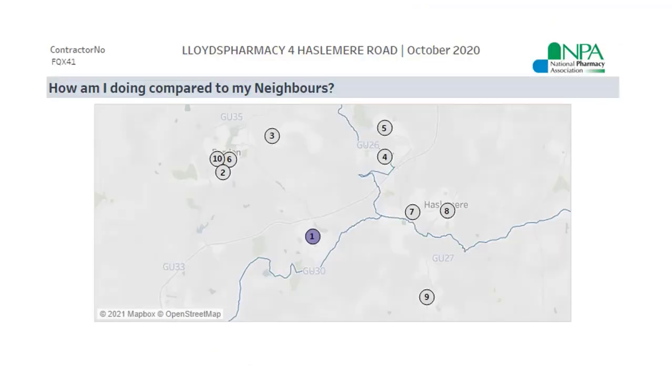Firstly, on the map you have visibility of the positioning of the top 10 pharmacies in your local area within a 10-kilometre radius of your pharmacy. Your pharmacy is indicated by the purple circle and your competition in the grey circles. The size of the circles is relative to the volume of the paid rolling year items.